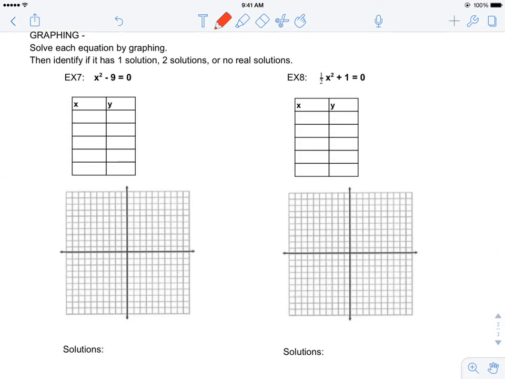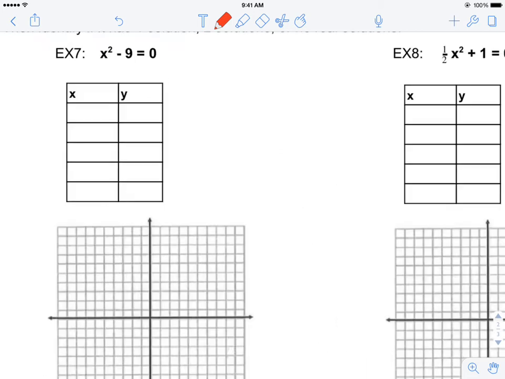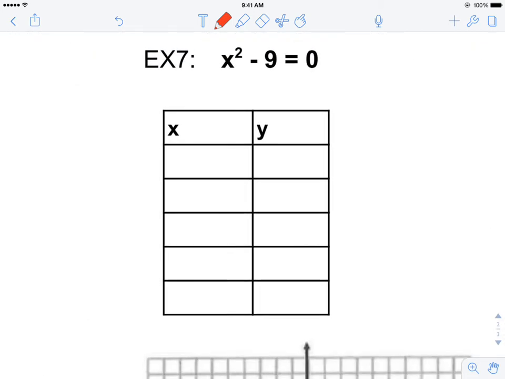Okay, let's look at some graphing situations. We're going to do the first one by itself, and I'm going to plug in some points. Remember, we always go -2, -1, 0, 1, and 2. I'm going to plug 0 into my equation, so I get 0 squared minus 9 equals -9. And then I put -9 there.